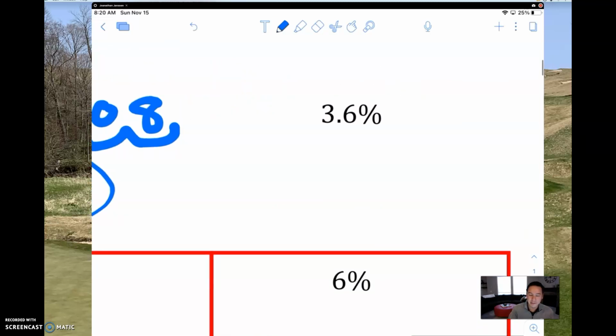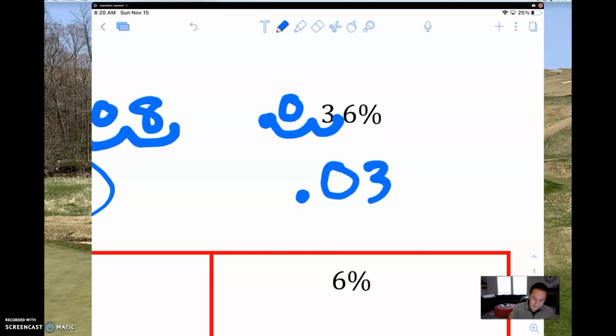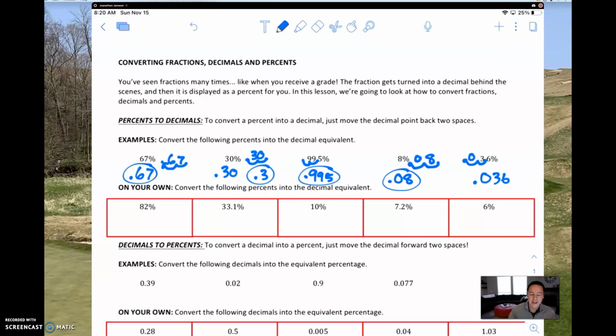And 3.6%, we see a decimal there, that's fine. We can just move it 1, 2 spots, so it's over here, and fill it in with a 0. So 3.6% would be 0.036. So that's how you convert a percent into a decimal. Go ahead and pause the video and try the next 5 on your own. When you're all done, come on back and we will go the other way. We're going to convert decimals into percents.